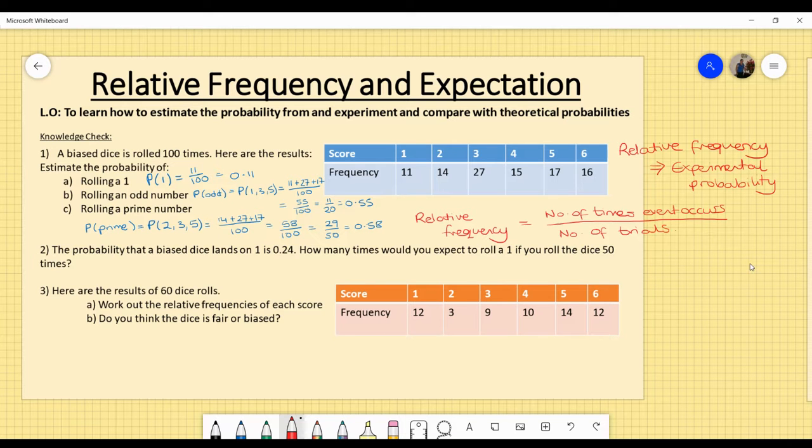Okay, so in question 1, obviously there were 100 trials, 100 rolls, and 1 came up 11 times. So that event came up 11 times, so it'd be 11 out of 100, 14 out of 100, 27 out of 100, and so on.